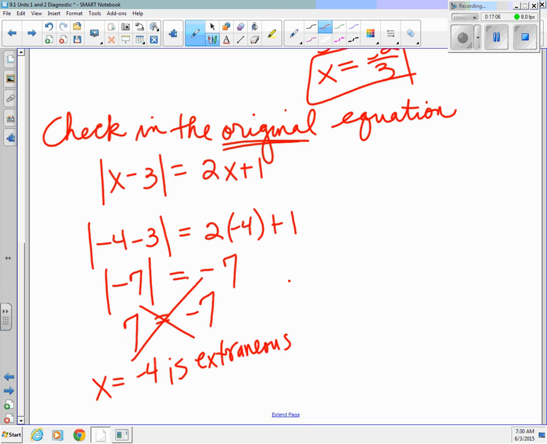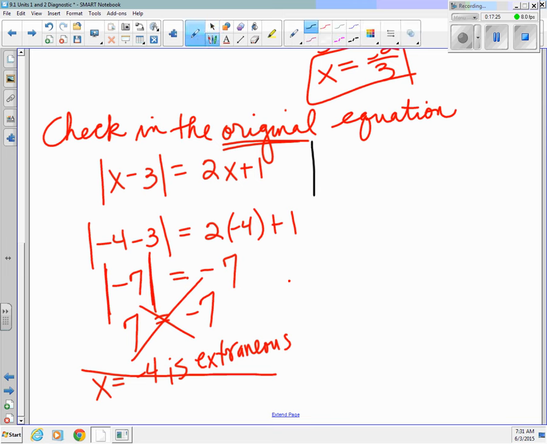And it's pretty obvious why. You're getting negative 7 on the right-hand side, which if I had the absolute value on the right-hand side, then that would be good. But the absolute value on the left-hand side takes away the negative from the negative 7, and it doesn't work. That can happen in absolute values. So this is not a solution.